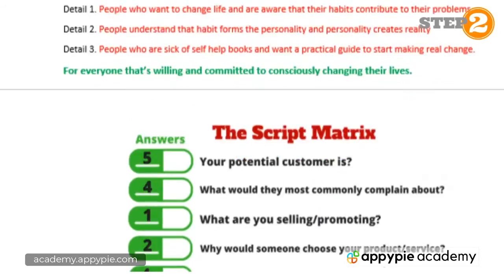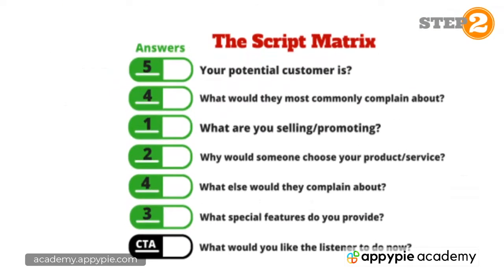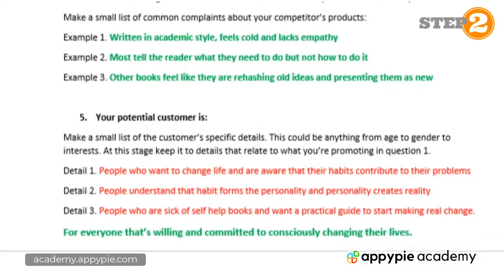matrix. This is what the script matrix looks like. Here are all the questions, and this is the number of the question. Now you'll notice that it doesn't go from 1 to 5. In fact, it jumbles up, and we've repeated question 4 twice, and there's a good reason for that. And you'll see below where I've actually just copied and pasted the green answers from up here.